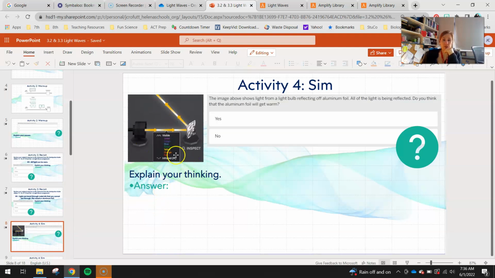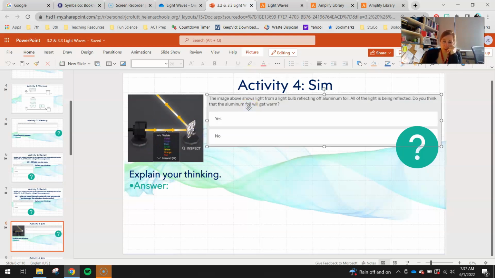All right, so activity 4. We're going to start by making a prediction, and this prediction isn't something that we're necessarily testing in the sim. The sim's a little bit different, but I want you to think about this data that we see from the sim. So we have the aluminum foil, and we can see that we're tossing basically a light bulb at it. So we have visible light and infrared light hitting it, and it's reflecting off of it. Remember, the little yellow arrows show energy.